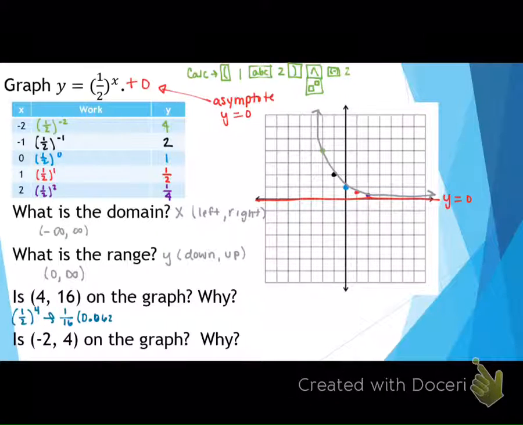So is 0.0625 the same thing as 16? No, okay. So no, 1/16 is not the same as 16, right? It does not equal 16.